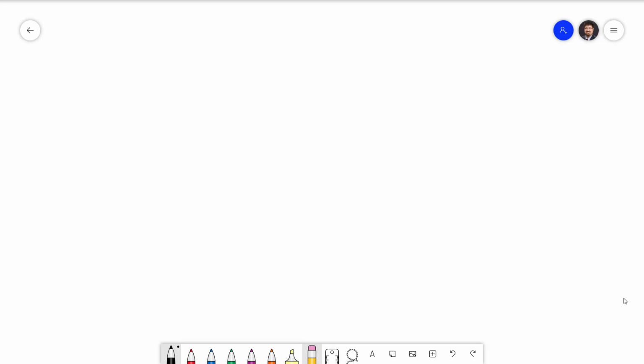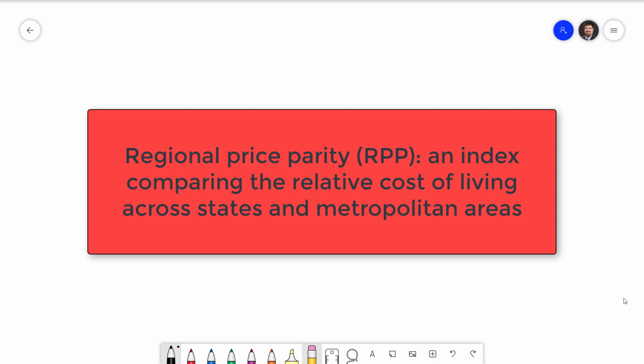The CPI is not just useful for comparing the cost of living across time. We can also use it to compare the cost of living across regions. The Bureau of Economic Analysis also calculates what they call regional price parities for various states and metropolitan areas. The average price level across the entire country is used as the base. A regional price parity, or RPP, above 100 indicates that a state has a higher price level than the average of the entire country. An RPP below 100 indicates a state has a lower price level than the nation as a whole.